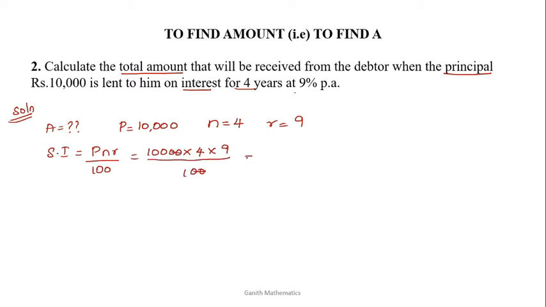So it will be 3,600. We know that amount is principal amount plus simple interest. So the principal is 10,000 and simple interest is 3,600. Totally 13,600 rupees is going to be repaid.